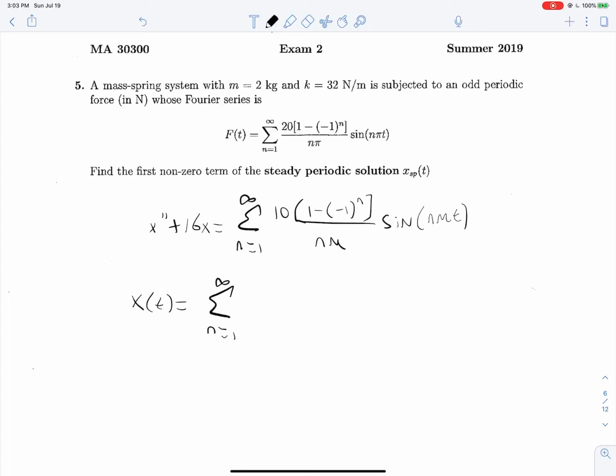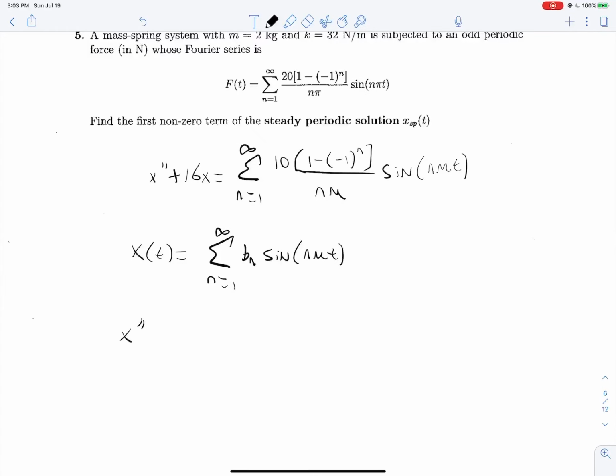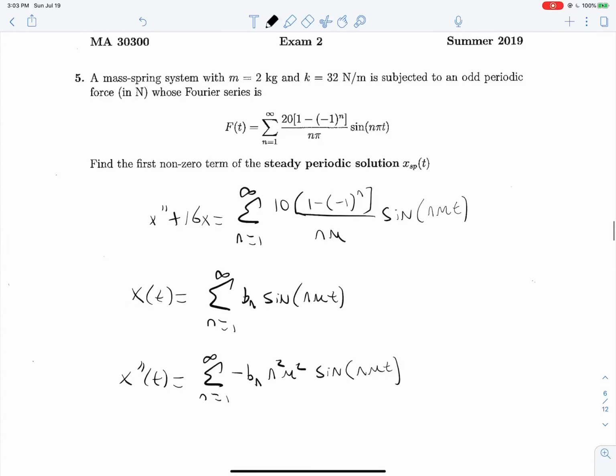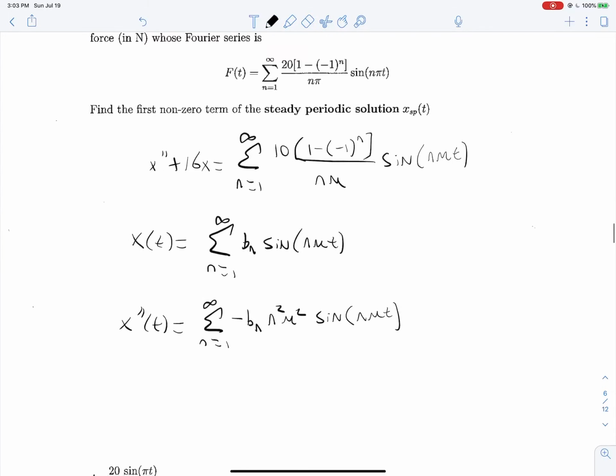So we'll get the sum from n equals 1 to infinity of some different b_n times the same sine of n pi t. And we can also take the second derivative under that sum with no problem and get the sum from n equals 1 to infinity of negative b_n n squared pi squared sine n pi t. So now what we're going to do is plug this x of t and this x double prime of t into our equation, and we'll be able to solve for b_n in terms of n.